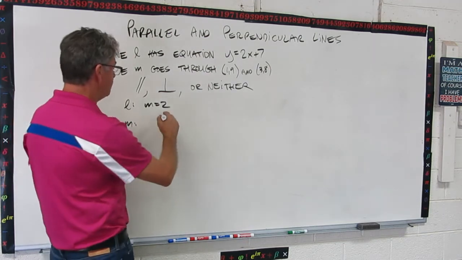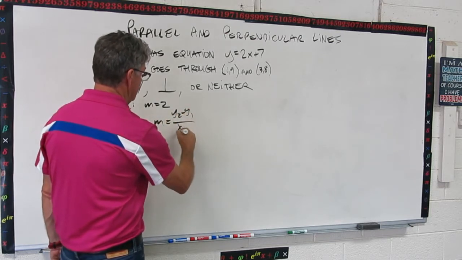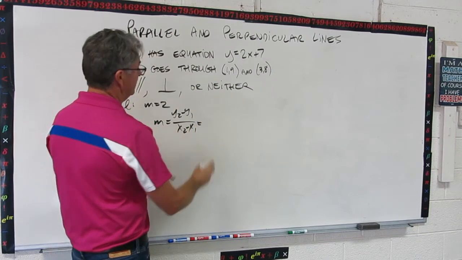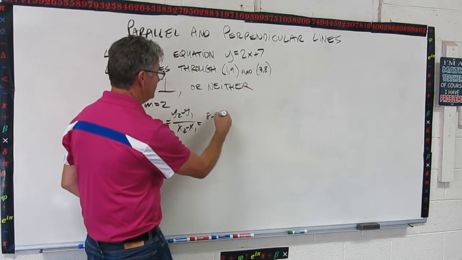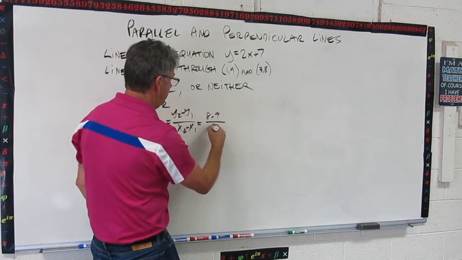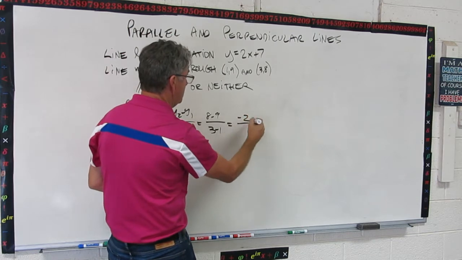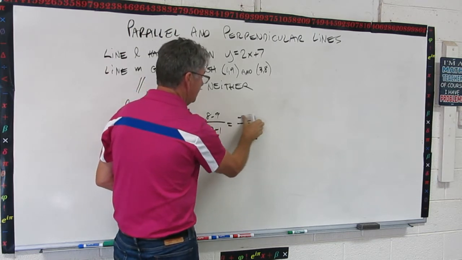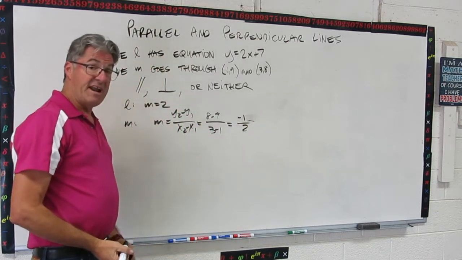Okay. We need to do the slope calculation. So y2 minus y1 over x2 minus x1. So let's call this point 2 and this point 1. So we're going to get 8 minus 9 over 3 minus 1. It's going to be negative 1. Oops, I wrote 2, but I meant negative 1. Negative 1 over 2. So that's negative 1/2.